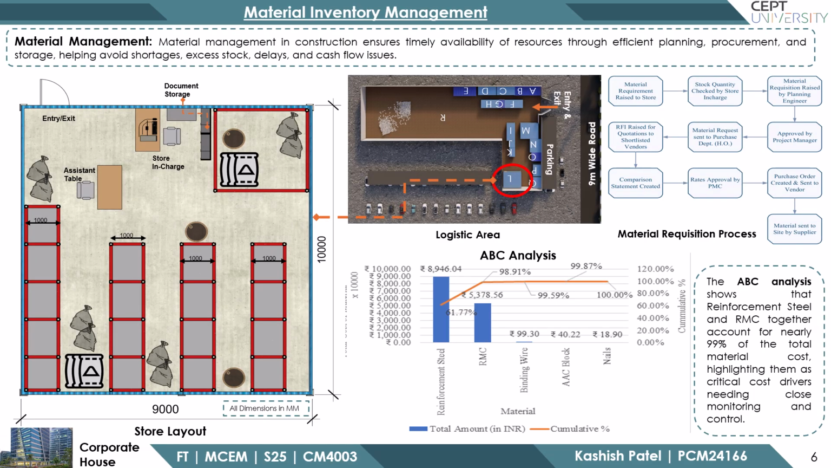Material management was done using multiple analytical tools. Using ABC analysis, we found that reinforcement and RMC account for 99% of material cost, highlighting them as A-class materials for the project. This analysis can be used to set procurement priorities and ensure close control over these items based on their class.